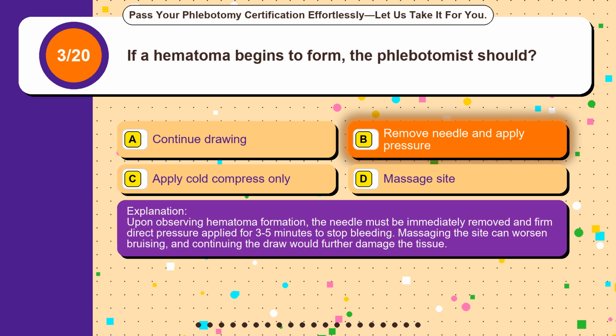Upon observing hematoma formation, the needle must be immediately removed and firm direct pressure applied for 3 to 5 minutes to stop bleeding. Massaging the site can worsen bruising, and continuing the draw would further damage the tissue.